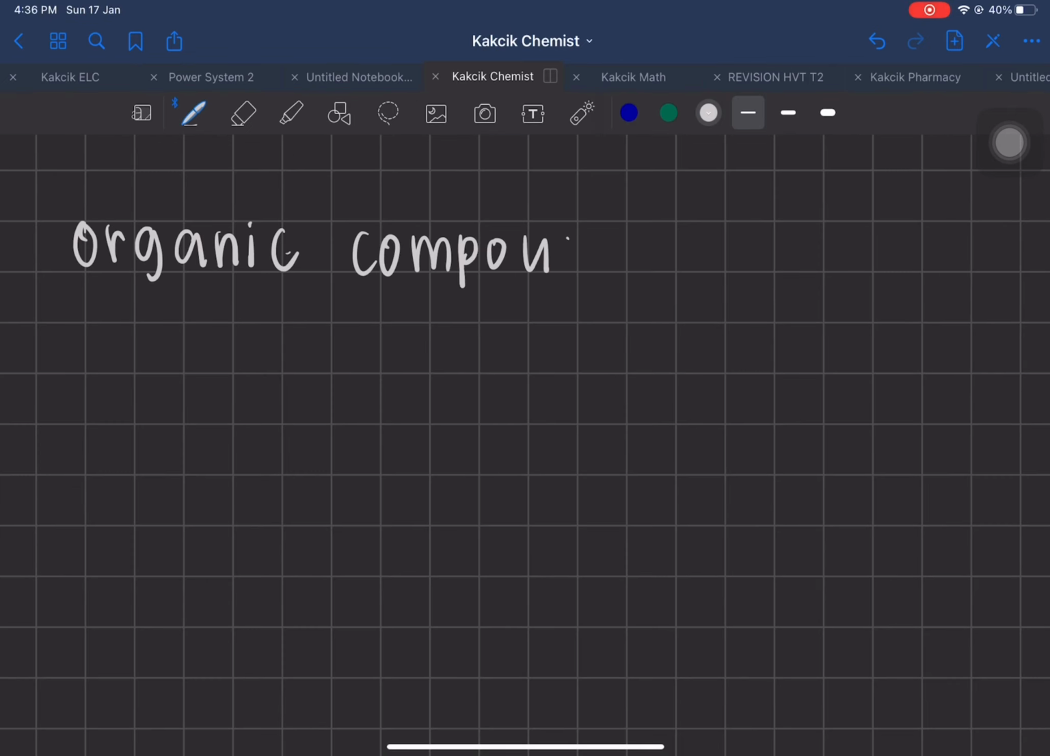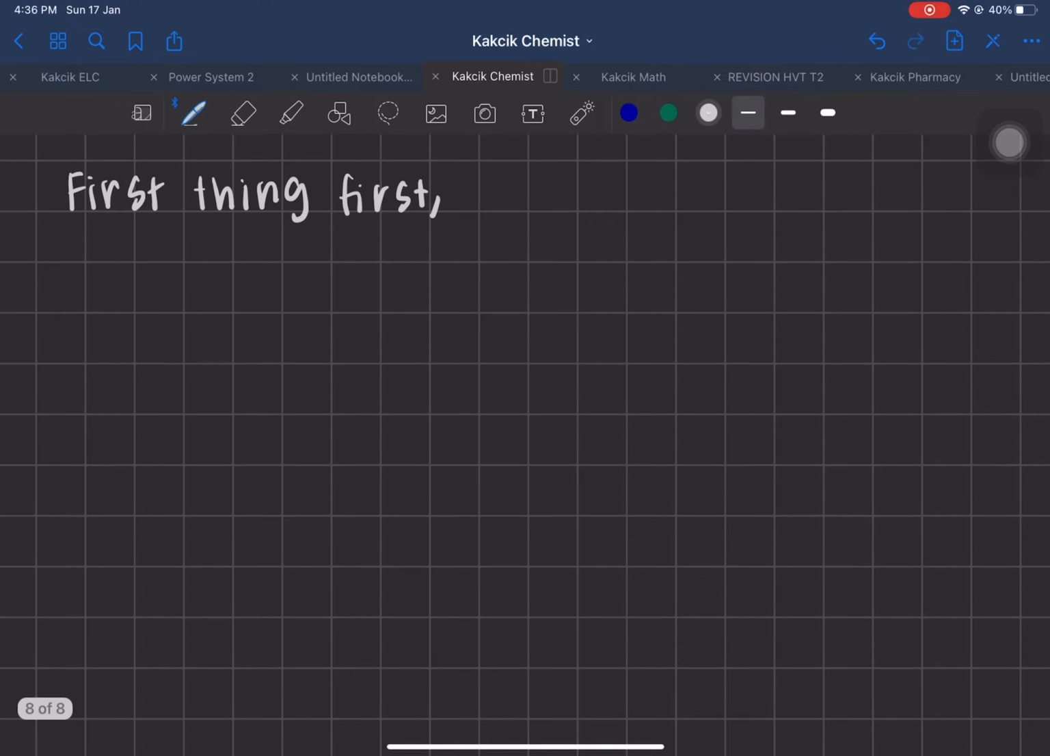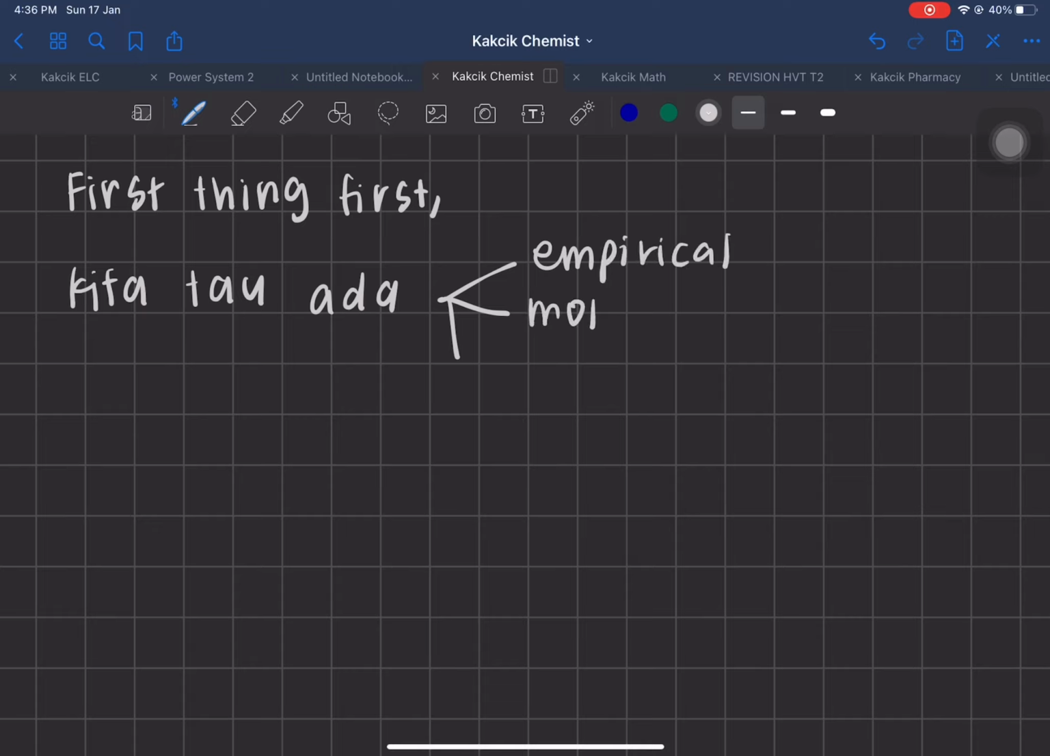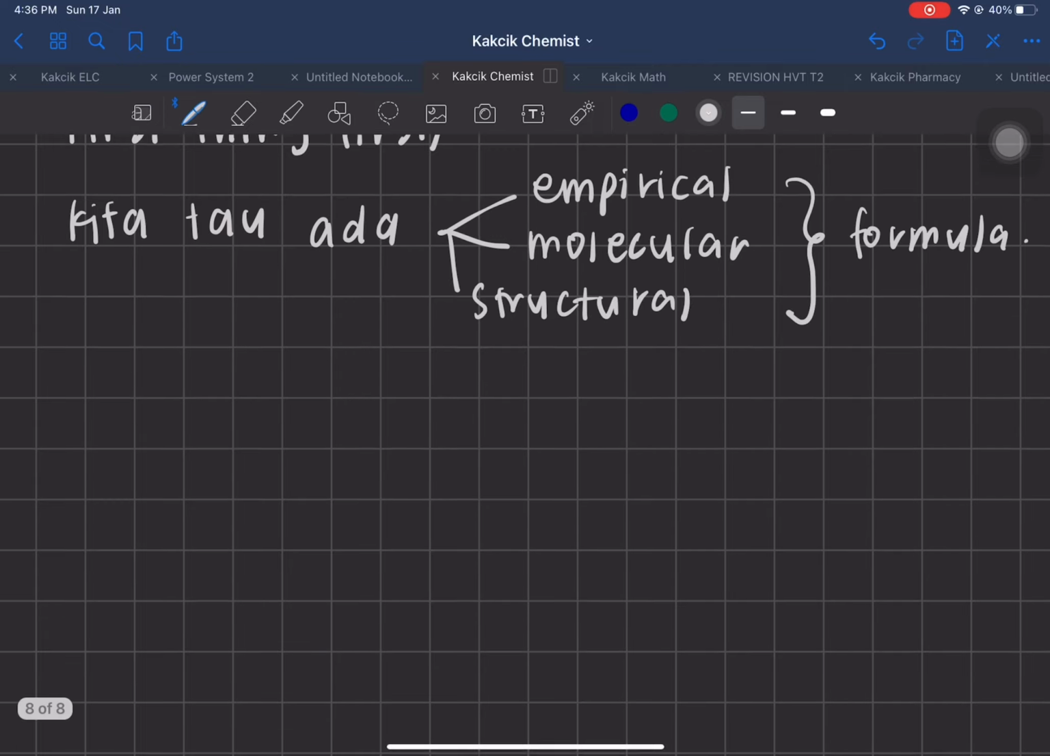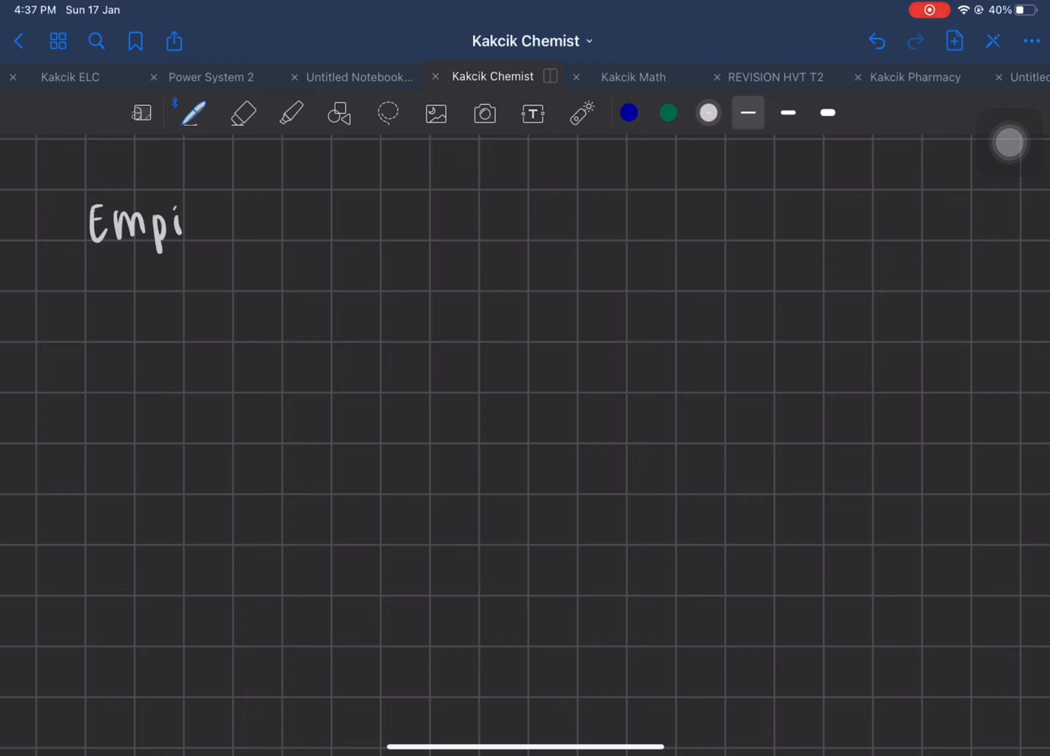Okay, organic compound pula. Okay, then we dah habis done in Lewis structure or chemical bonding. So we start with organic compound. Kalau organic compound, first thing first, kita tahu ada 3 formula. Okay, kita ada empirical formula, ada molecular formula, ada structural formula.